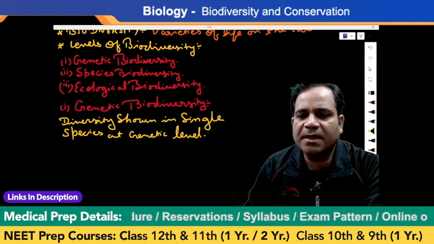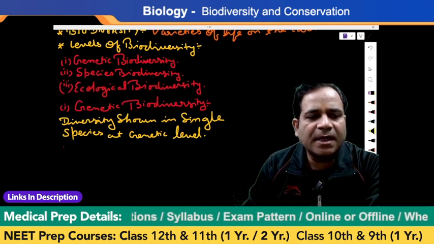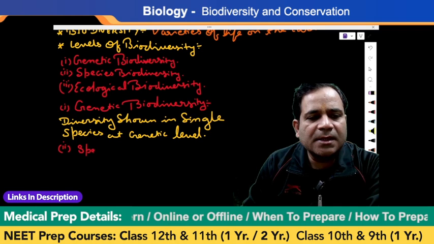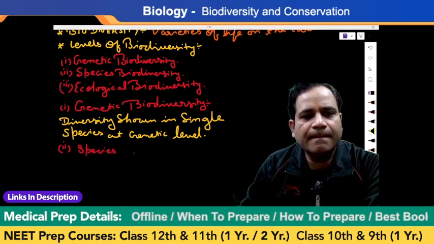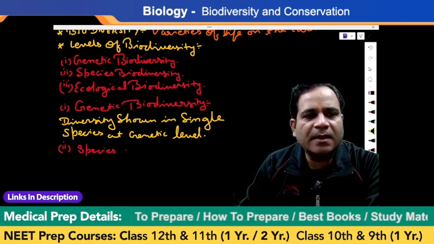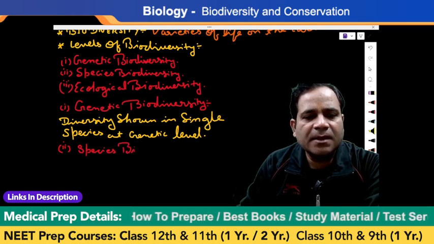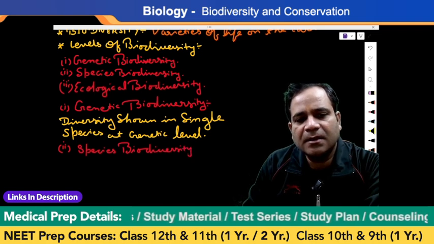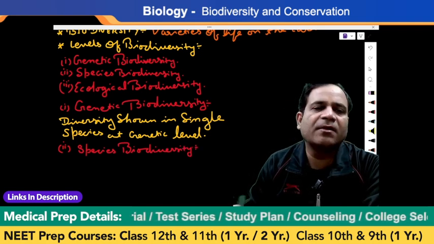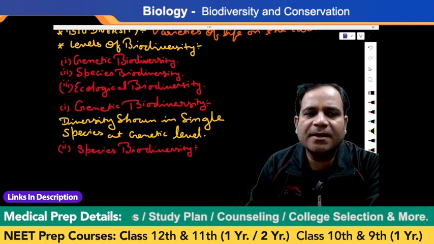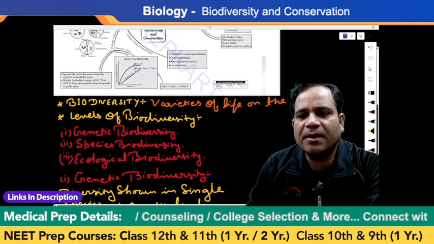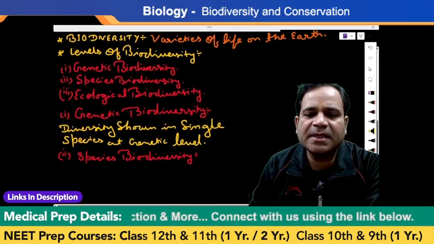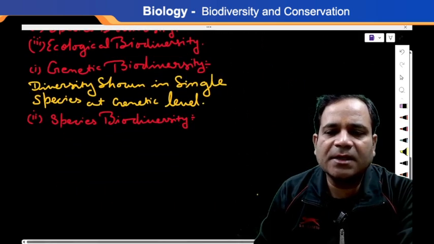Now, the second thing is species biodiversity. What I'm going to tell you. Second one is species biodiversity. See, in species biodiversity, what we understand here is diversity at the species level. Diversity is at only the species level.